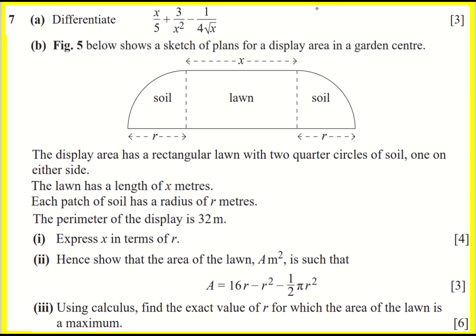First up, we're asked to differentiate this expression. Just going to rewrite it as a fifth x plus 3x to the minus 2 minus a quarter. Okay, be careful with this one. It's actually a quarter times 1 over root x. So it's going to become minus a quarter x to the minus a half.